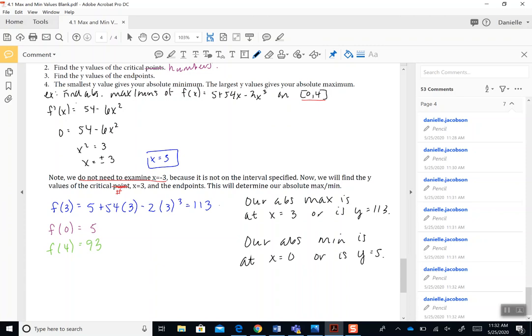One other thing I want to note is in this, remember, I just didn't find when it's undefined because it happens nowhere. That doesn't mean that when you find absolute extrema, you should just skip that step. So obviously here it wasn't valid to do it, but you might find places where it is valid.